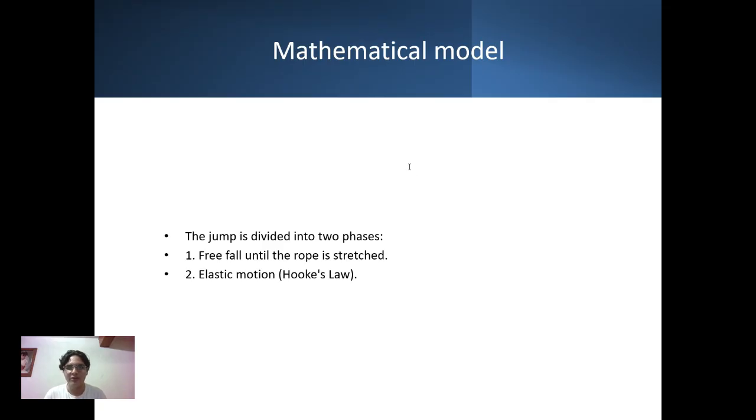To model the motion of a bungee jump, we divide it into two main phases. The first one is free fall, which happens until the rope is fully stretched, and the second one begins when the rope acts like an elastic spring, following Hooke's law. Each phase requires different equations to describe the jumper's motion.